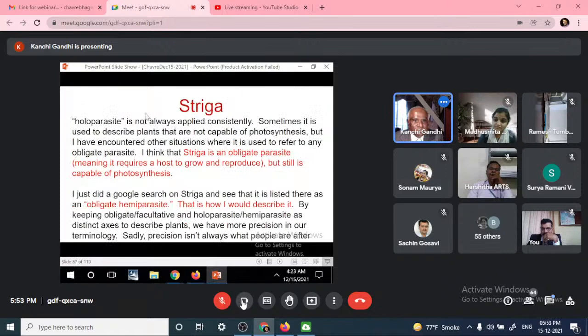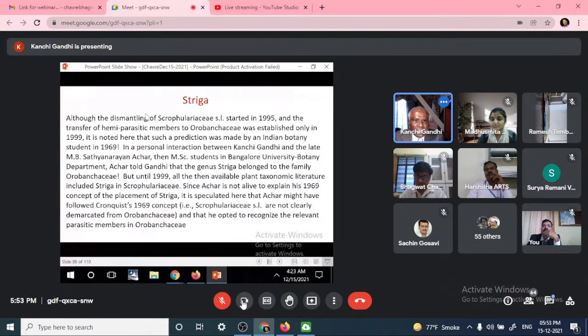Now, why am I telling this example? In 1969, my fellow classmate Satyanarayana Acha told me the family name is Orobanchaceae. I accepted it. Then later on, in the project I worked on, I did the family Scrophulariaceae, my co-worker did the family Orobanchaceae, and Striga was included in Scrophulariaceae.